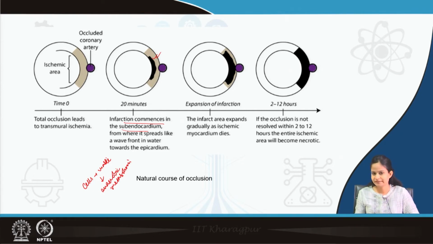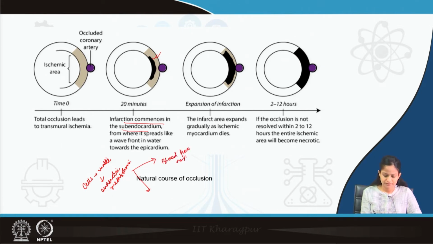Within this 20 to 30 minutes, if the blood flow is restored, two conditions can occur. Either the blood flow is restored, that means the occlusion is over. So, what will happen is that the ischemic area will heal with a scar and there will be slow ventricular remodeling.